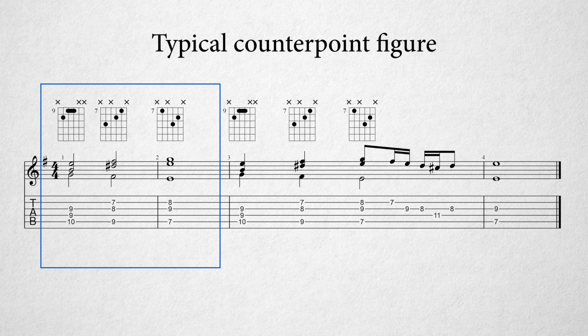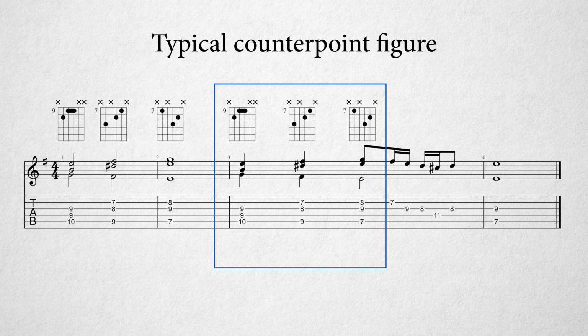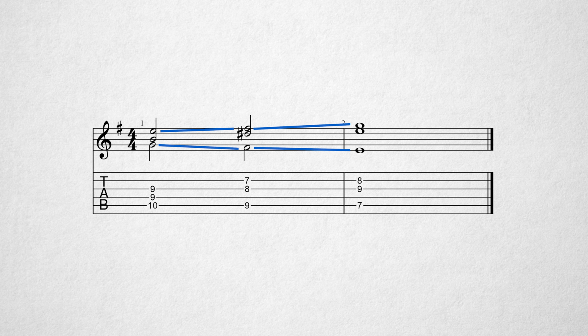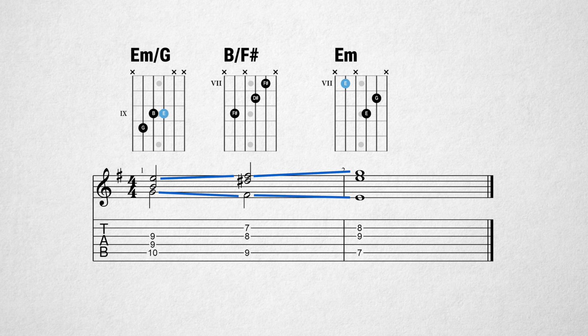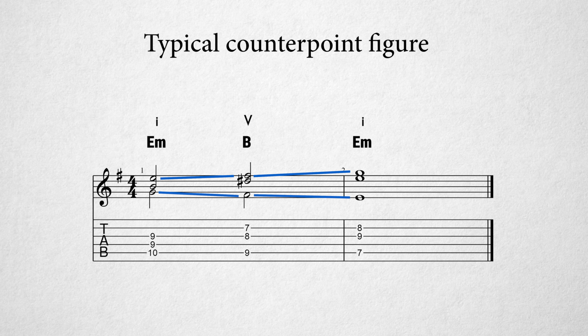Now let's look at the concept where counterpoint meets functional harmony. A basic counterpoint figure that composers in the Baroque era used in many of their compositions is this. So what's happening here? The melody is ascending while the bass line is descending. The chords that are implied are E minor over G, B over F sharp, and again E minor in root position. So it's a 1-5-1 progression in E minor. The top voice and the bass line move in a contrary motion following the rules of counterpoint.